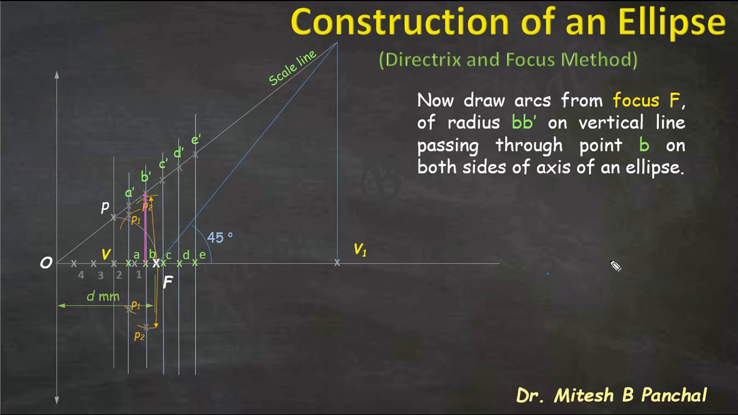Same way we can obtain point P3. For that, to obtain point P3 we will consider focus F and radius C dash, okay, and we will draw arc on line passing through point C. So we can obtain point P3. Again here from focus distance is C dash, and from directrix that distance is OC, that is nothing but the slope of line, that is 2 by 3. This distance is OC.